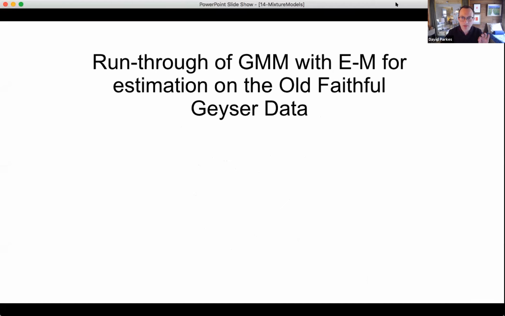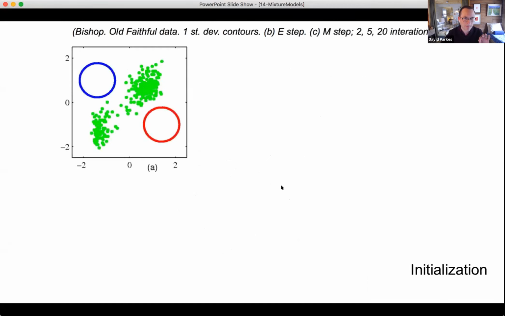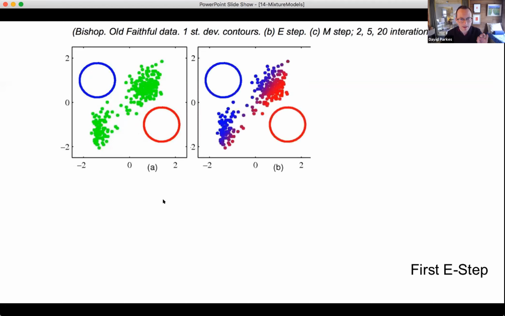Let me show you a little picture of what happens when we run GMM with EM on the Old Faithful geyser data. Here is the initialization. And what Bishop is doing in his textbook here is showing you the one standard deviation contours of the two Gaussian components. He randomly initializes them here and here. What we do in our E step is we soft assign each of our examples to component blue or component red. It's color coded here, you can see this.